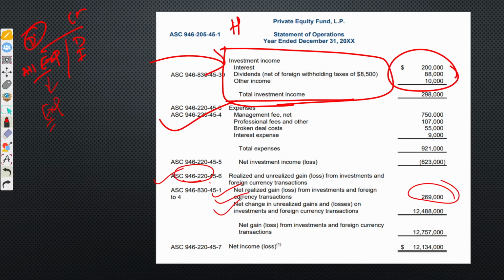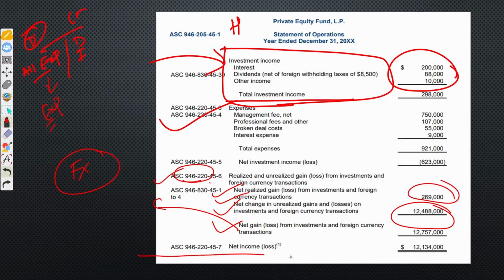Net realized gain from investment and foreign currency transaction is 2,69,000. Net change in unrealized gain and losses on investment and foreign currency transaction, again a positive amount, means we have profit. Foreign currency here means we are talking from an FX perspective, a forex transaction. When you convert USD into euro, euro into INR, INR into GBP, converting into different currencies, you might sometimes see losses as well.